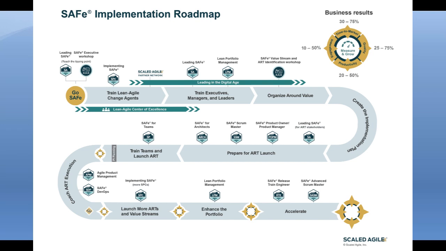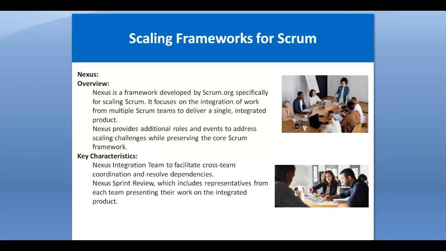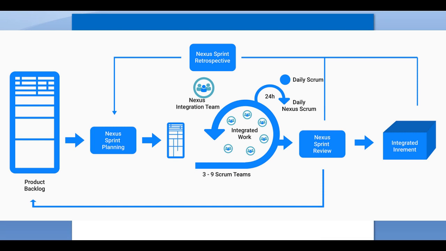Then, friends, another framework is Nexus. Nexus is basically the framework developed by Scrum.org specifically for scaling Scrum. It focuses on the integration of work from multiple Scrum teams to deliver a single integrated product. Nexus provides additional roles and events to address scaling challenges while preserving the core Scrum framework. There are the Nexus Integration Teams to facilitate cross-team coordination and resolve dependencies, and the Nexus Sprint Review, which includes a representative from each team presenting their work on the integrated product.